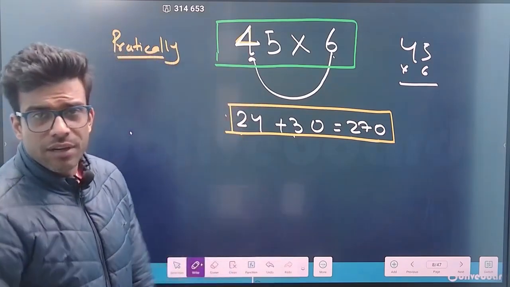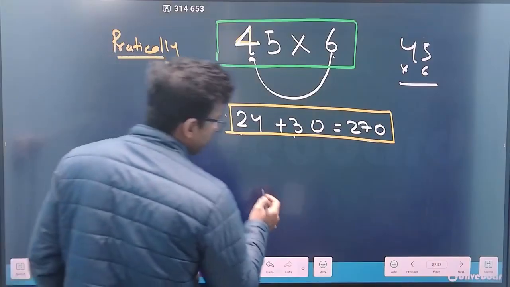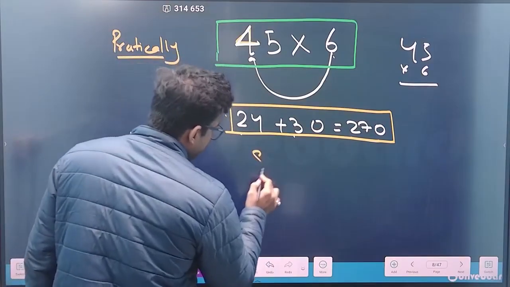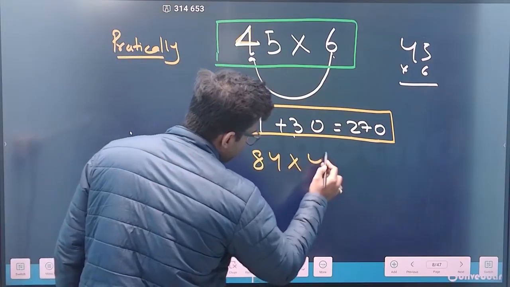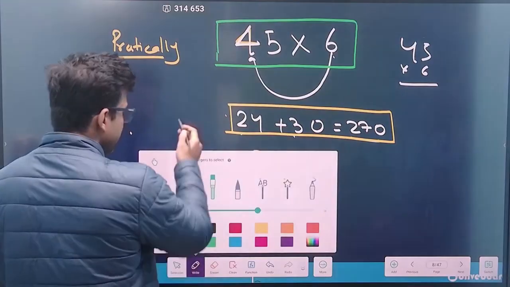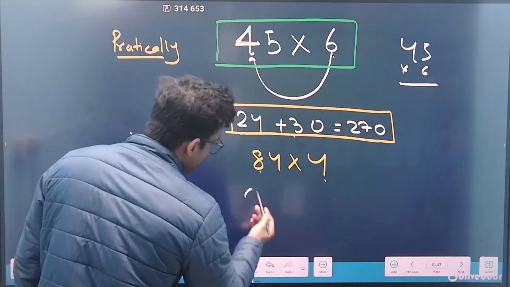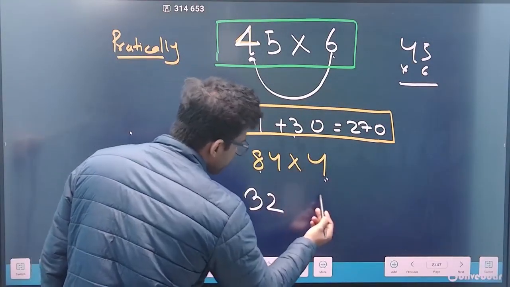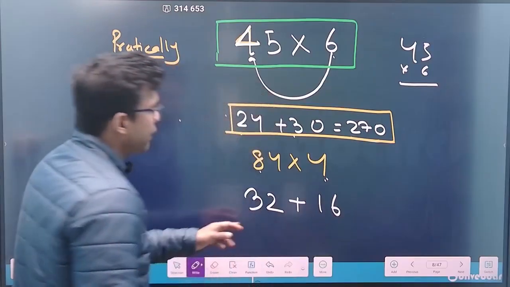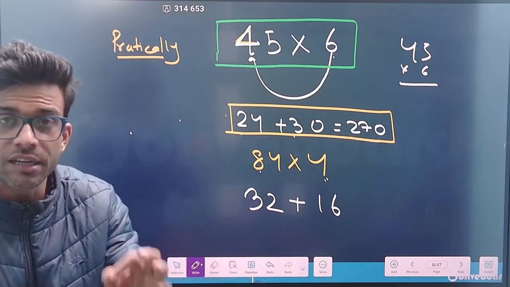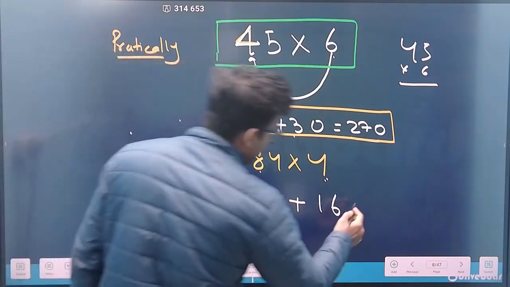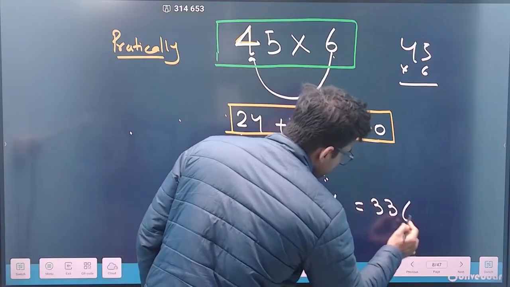Let's take some other number, like 84 multiplied by 4. Now again, go for the method which I guide you. 8 fours are 32, write down 32 here. 4 fours are 16, write down 16 here. You need to add 32 plus 16. 32 plus 1 is 33, and 6. This becomes 336.